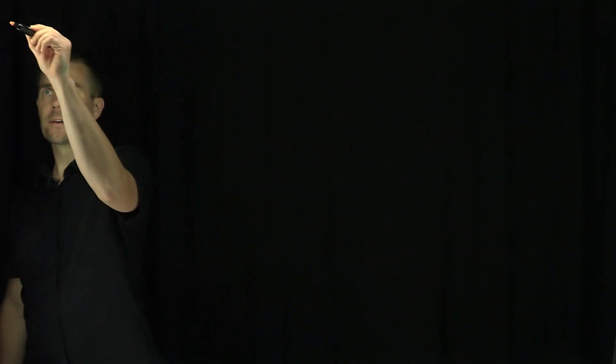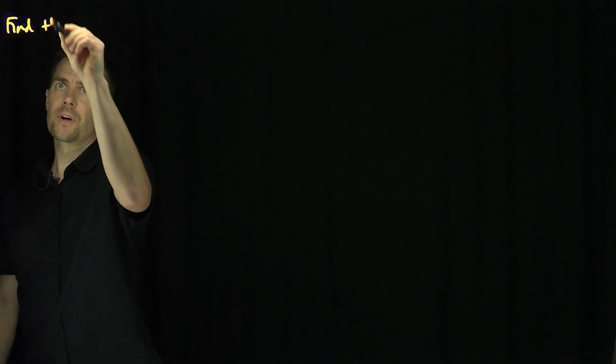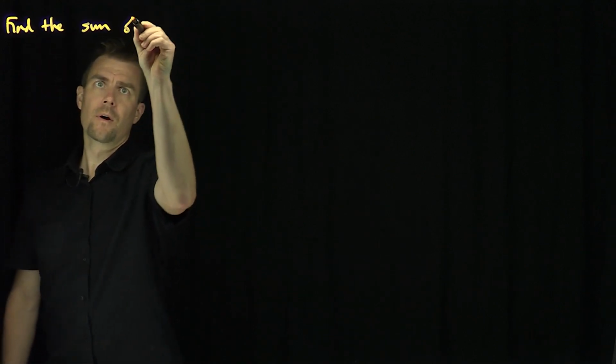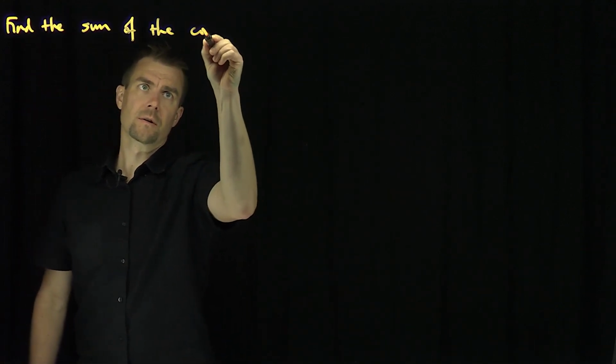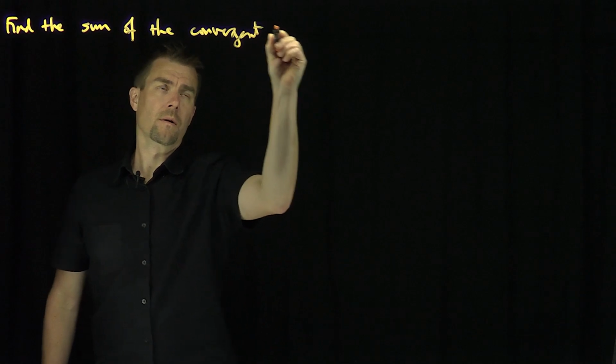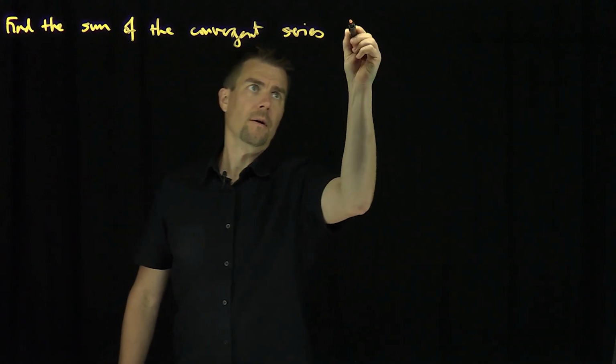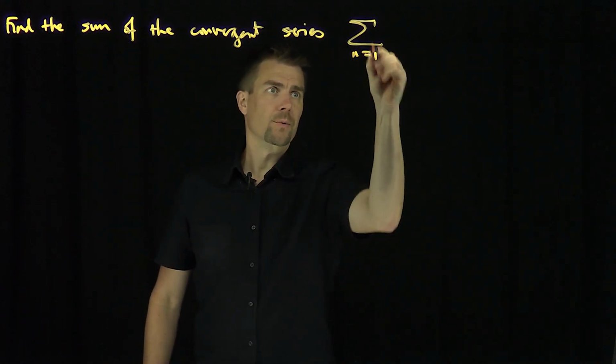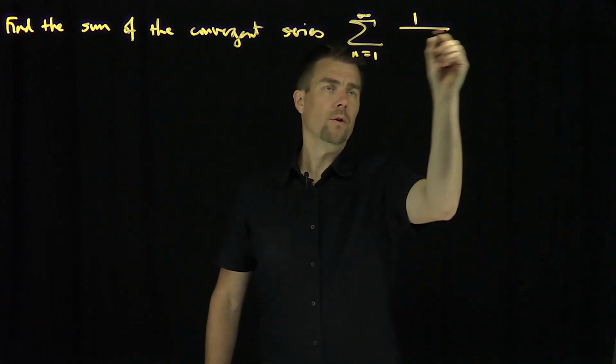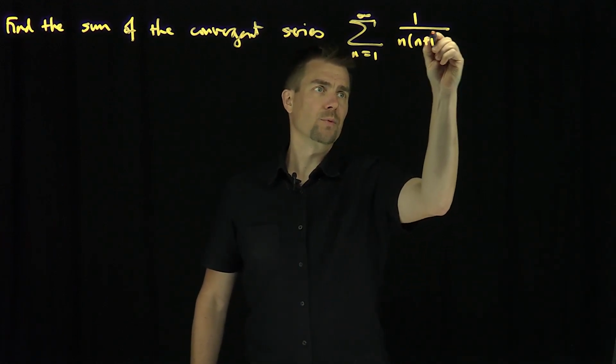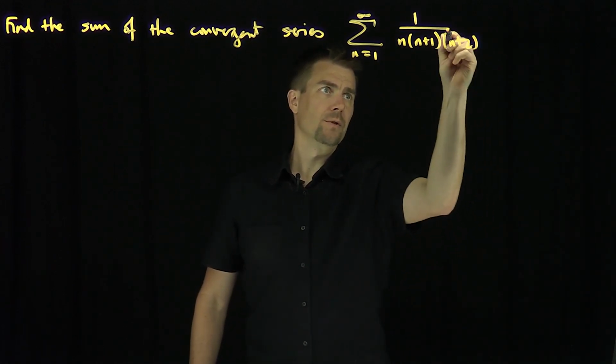Hello students, in this video we'll see an example of a telescopic series which involves three terms. Let's find the sum of the convergent series, n goes from 1 to infinity, of 1 over n times n plus 1 times n plus 2.